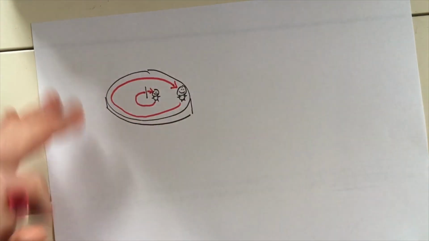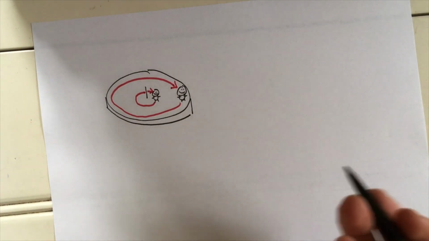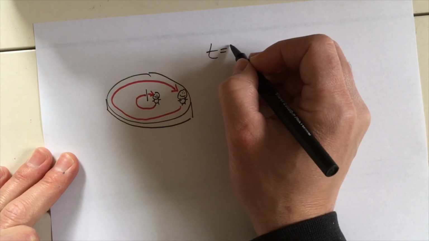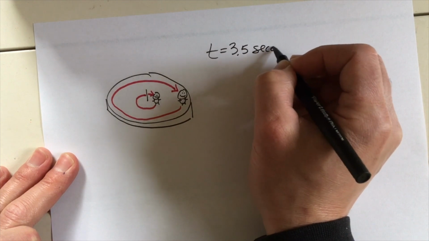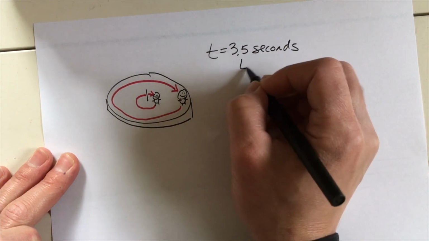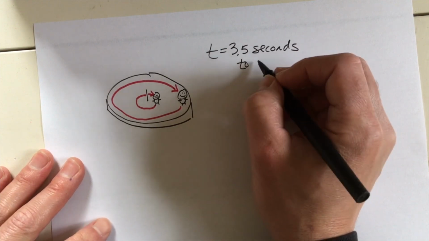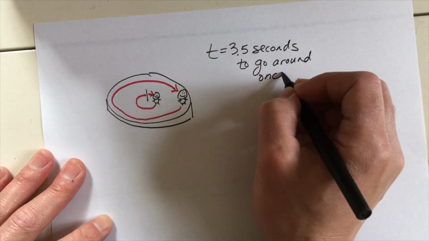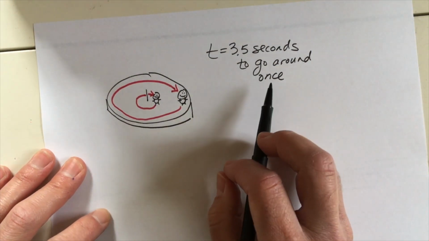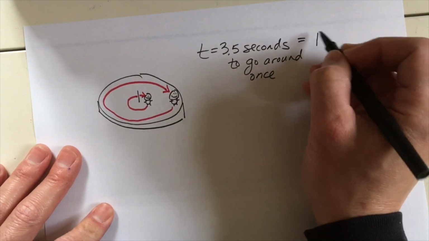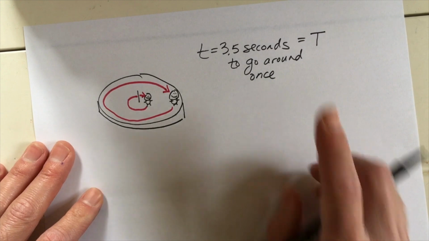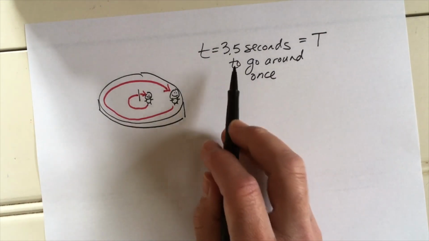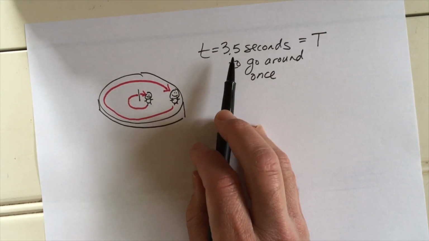And we'll say that that time period is equal to 3.5 seconds. And so we'll say T equals 3.5 seconds to complete one revolution, to go around once. Now in physics, the time to complete a cycle is also called a period, which is represented by capital T. And I'll come back to that later in the year when we talk about waves. All right, so the time to go around once is 3.5 seconds.